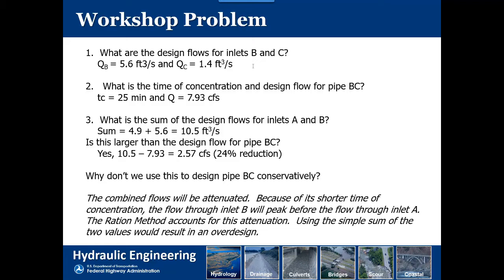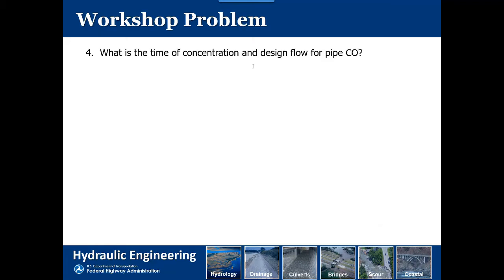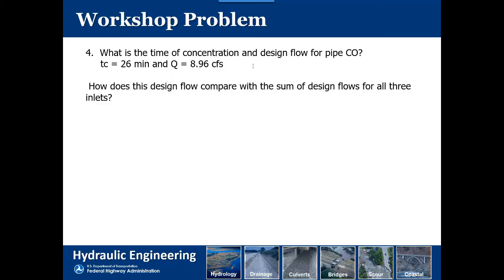Okay? And number 4, what's the time of concentration for pipe CO? 26, and what's the design flow? 9.0. Yeah, it would be 9.0. Anyway, 8.96. But really, when you're doing design, round it up. I'd just say 9. Really, are you going to worry about 0.04 CFS? How does this design flow compare with the sum of the design flows for all 3 inlets?